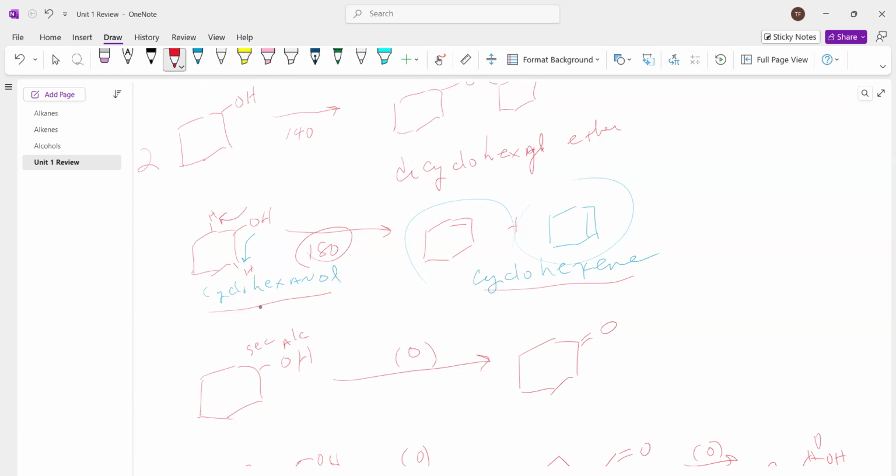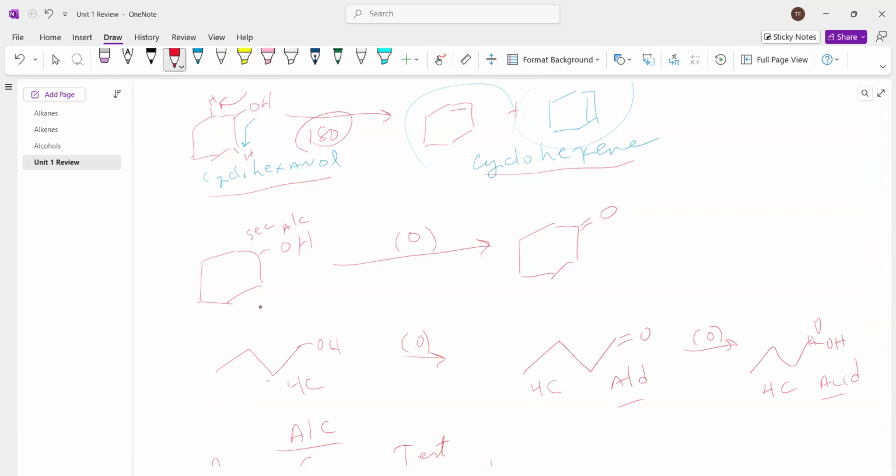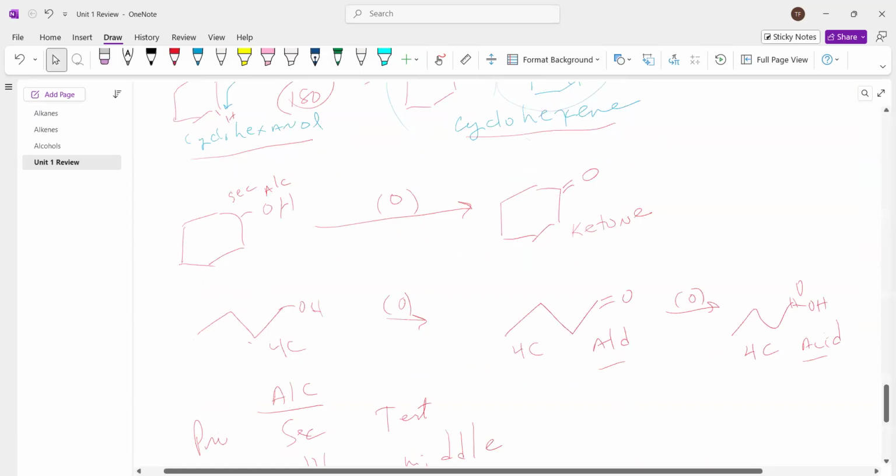Now, the only things you don't have to name are aldehydes, ketones, and acids. You just have to say ketone. That's unit 2 stuff, and acids are unit 3 stuff. They're not hard to name. It's another functional group you haven't covered yet.